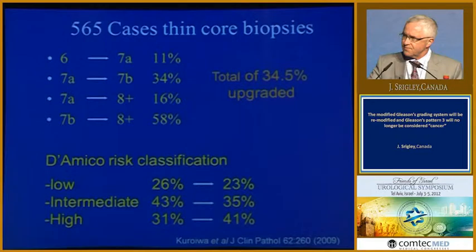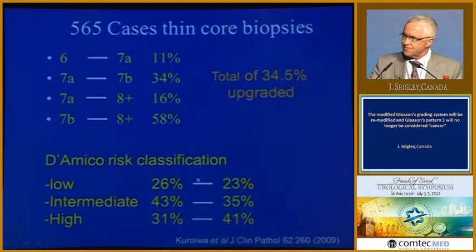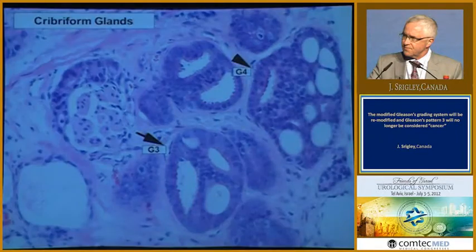This is a study from Japan, looking at going from 6 to 7A. This is 3 plus 4, going from 7A to 7B, 3 plus 4 to 4 plus 3, and from 7A to 8 and 7B to 8, showing about a third of the cases now are upgraded using the modified Gleason system. And this, of course, has made a big change in the D'Amico classification as well. You can see going up from 31% high grade to 41% high grade. So this has a very significant upgrading effect.